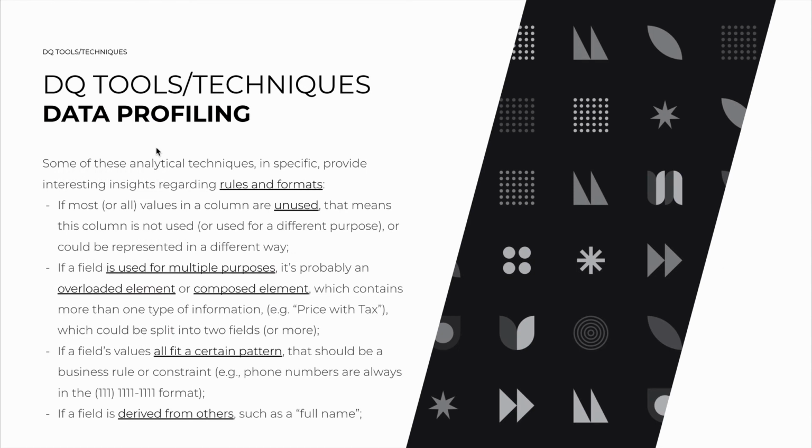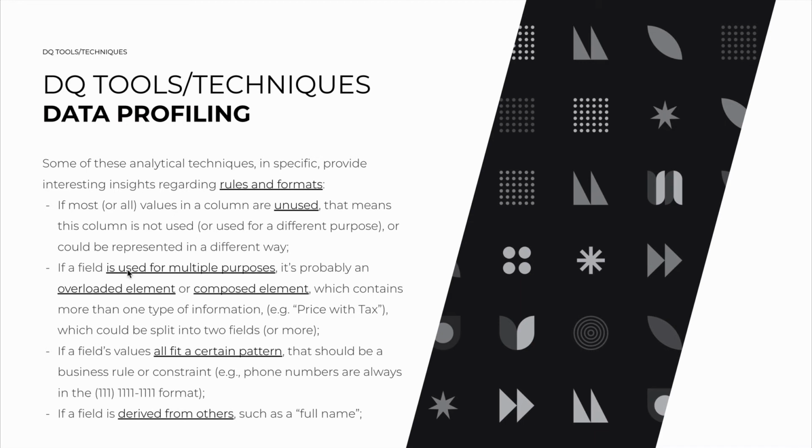Some of these analytical techniques in specific provide interesting insights regarding the rules and the formats of data. For example, if most values or all values of a column are unused, that means that this column is not used. It's useless. Or maybe it's used for a different purpose, or it could be represented in a different way. Another example is if the cardinality of a column is 1. For example, if for a whole column the only value that you have is true, then it's useless because it only has one value. Or something else may be going on that we don't understand yet.